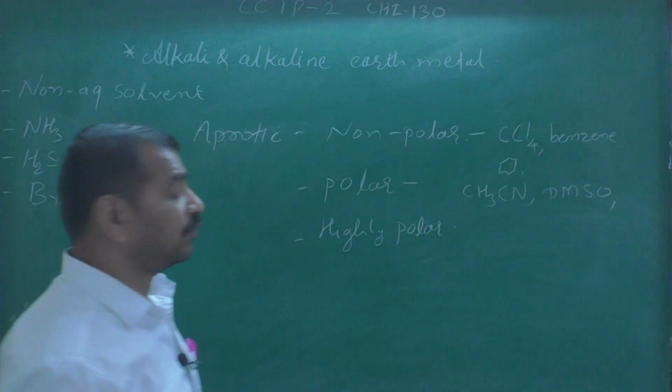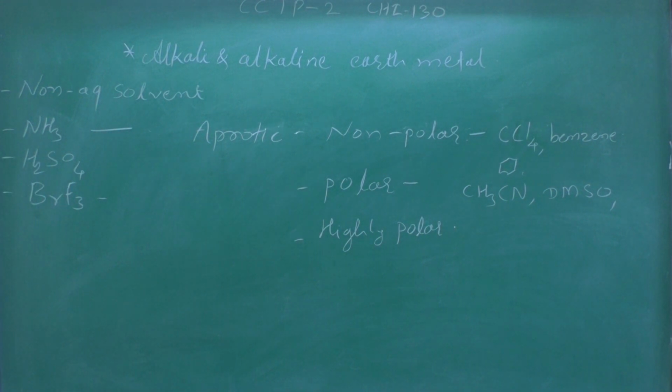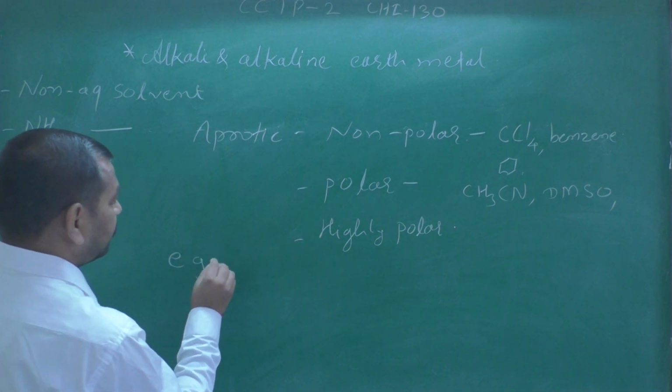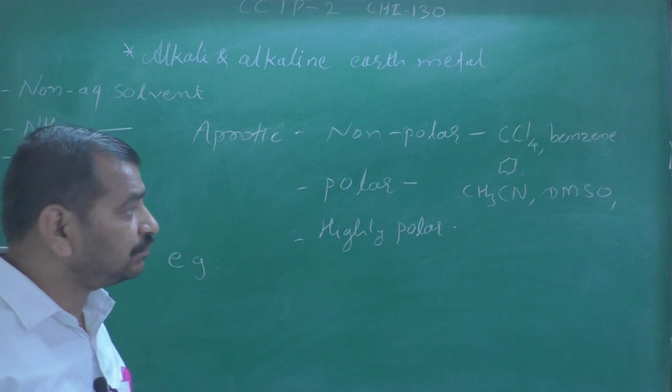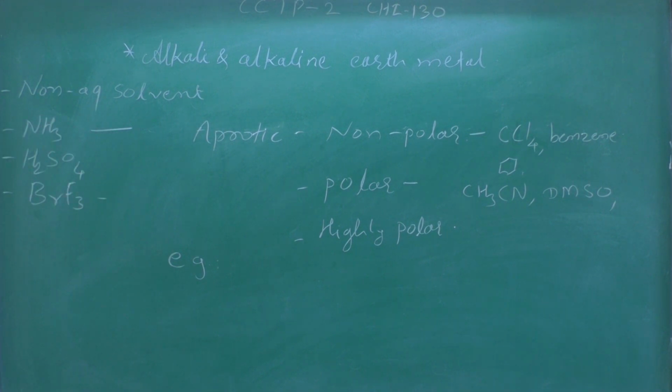This is an example of a polar aprotic solvent. These solvents coordinate strongly with cations and other acidic centers. Examples are acetonitrile, DMSO or dimethyl formamide. They are polar aprotic, and these act as strong coordinators with cations.